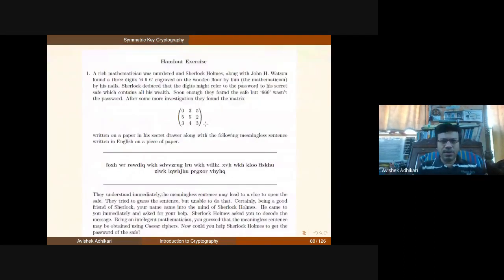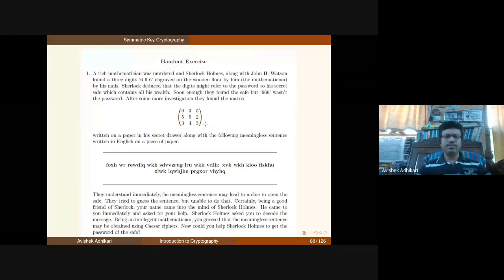Now, can you see this screen? Is it visible to all of you? Please take a screenshot of this and try to solve this problem. Yes, this is an exercise, so try to solve this problem.